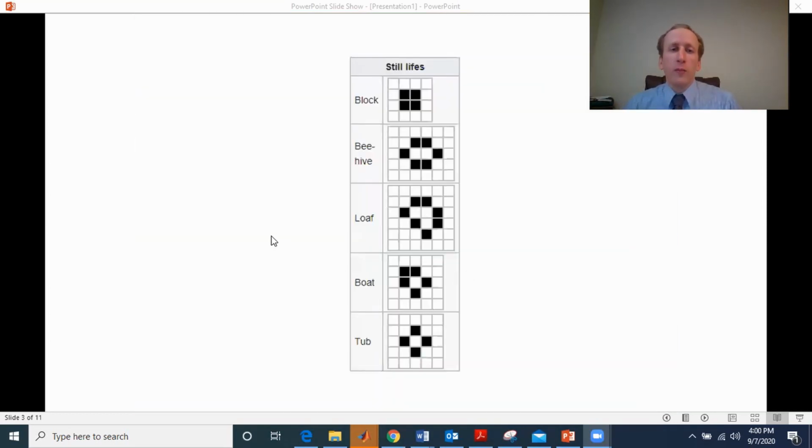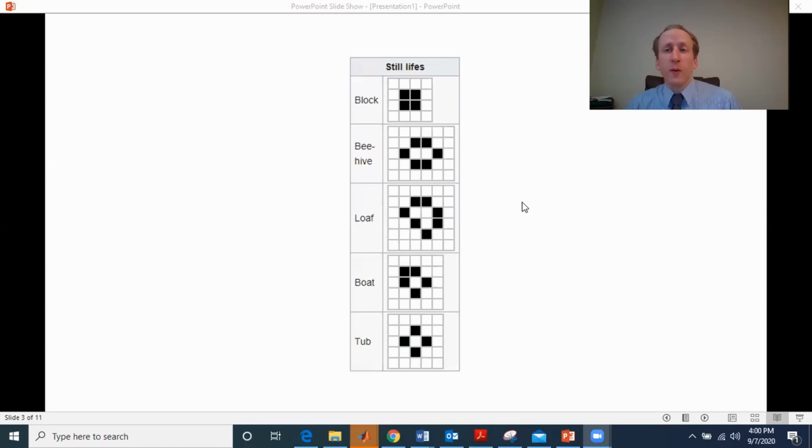So some life forms like single cells will disappear in the next time step because they have no neighbors. And so those aren't terribly interesting. And then the still lives aren't terribly interesting either because they don't do anything. All of the living cells here in the block, the beehive, the loaf, the boat, and the tub, they all have 2 or 3 neighbors, and none of the dead cells have 3 living neighbors. So nothing's changing in these configurations. So these are called still lives, and they aren't terribly fascinating because nothing's happening.